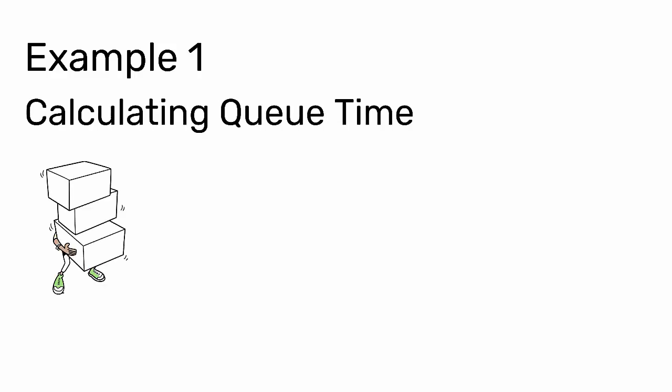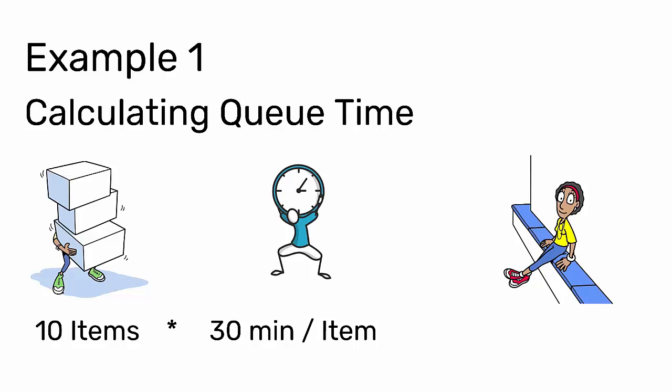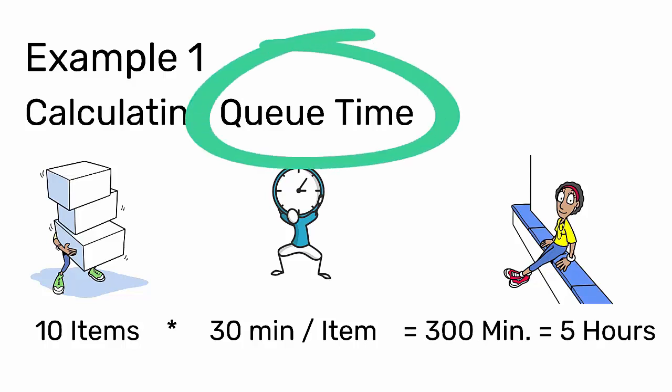I have 10 items in work in progress. Cycle time equals 30 minutes per item. Lead time equals 10 multiplied by 30 equals 300 minutes, which is 5 hours. So the last item will wait 5 hours before being processed.